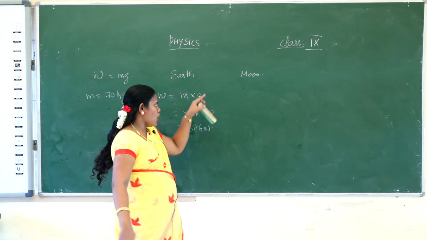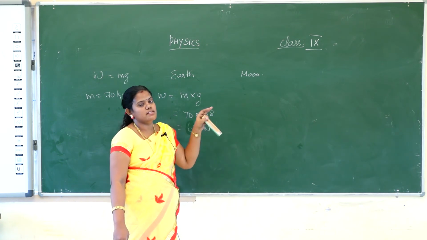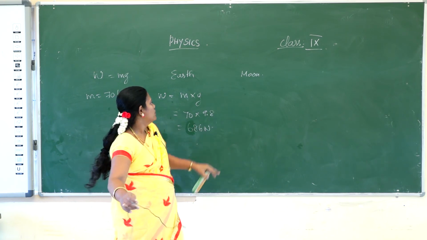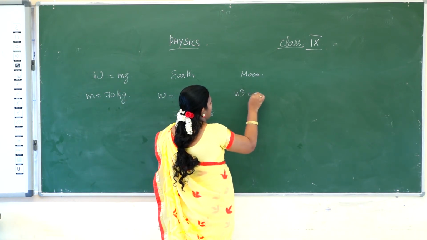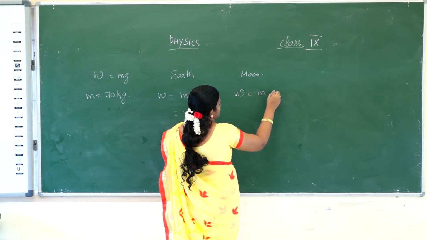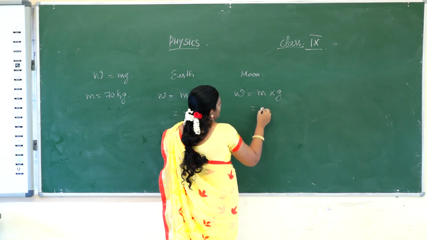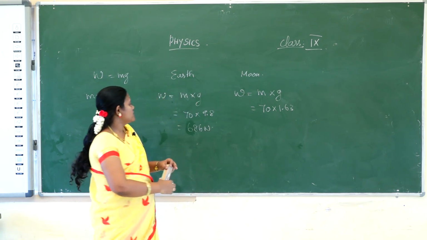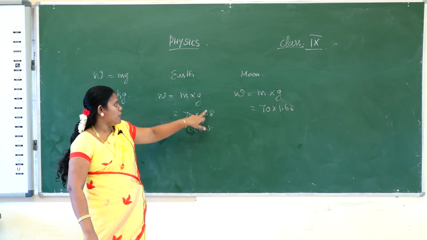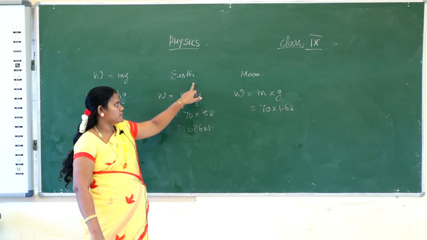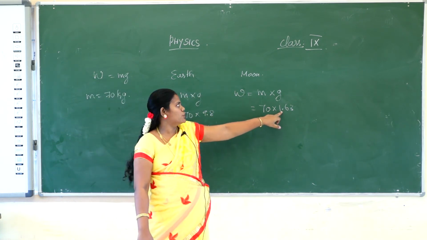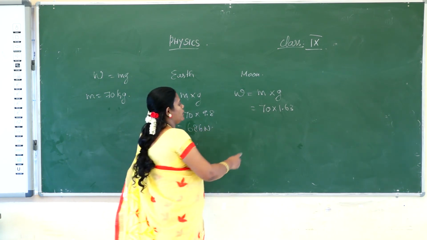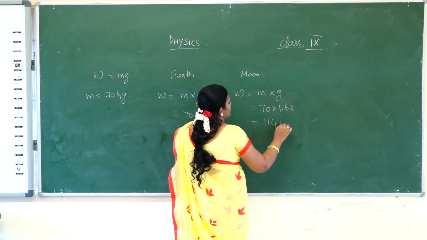But on the moon, the same person with the same mass is standing on the moon. How do we calculate the weight of the person on the moon? m into g. Mass is 70 and g is 1.63, because 9.8 is the acceleration due to gravity on earth and 1.63 is the acceleration due to gravity on the moon. So 70 into 1.63 is nearly 114 Newton.